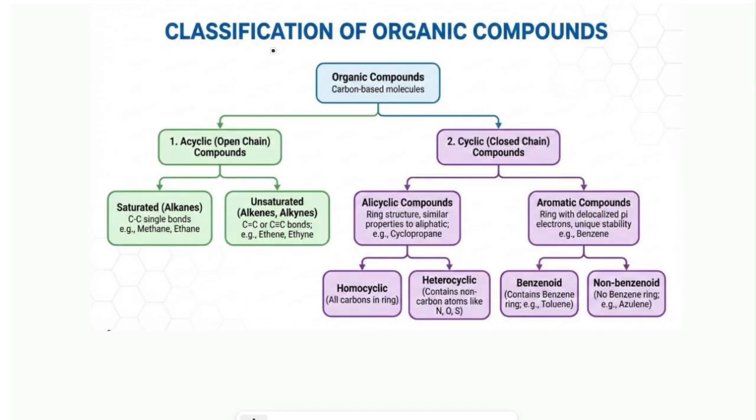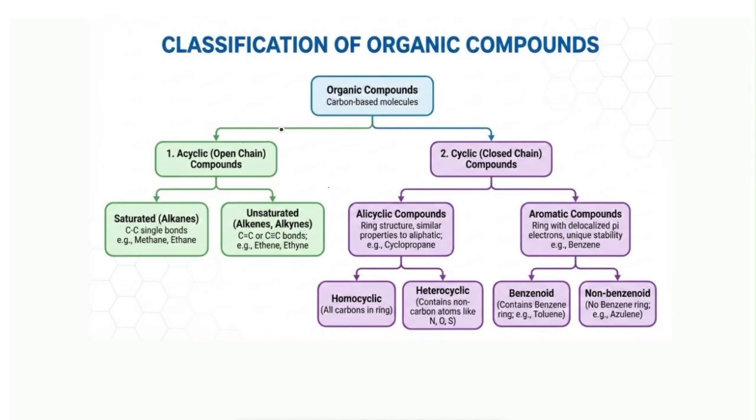We have seen how to represent organic molecules in the last video. In this lecture, let's see how to classify the organic compounds. So let's get started. The broadest classification of organic compounds is based on the arrangement of their carbon atoms, whether they form straight or branched chains or closed rings, or you can call them cyclic compounds. This creates the primary division into acyclic and cyclic compounds.